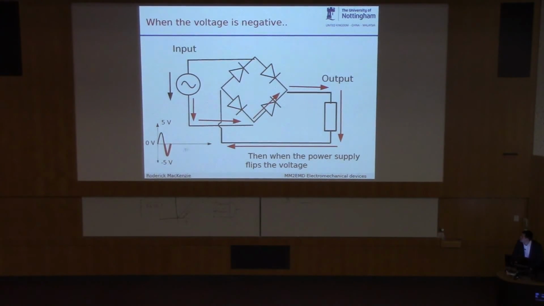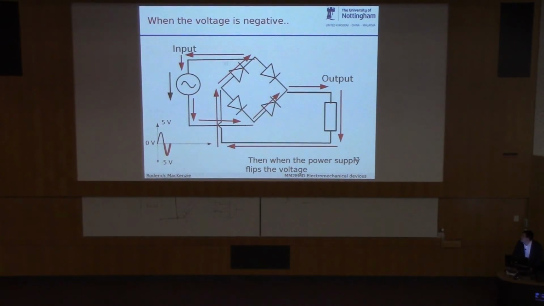Now, the input voltage goes negative, so we now have current flowing along here. It's being blocked by this diode, can't go down there, along there, down through our load, to here, back out along here. And we still have current going this way, so the same way through our load. So we've always got current going one way through our load.